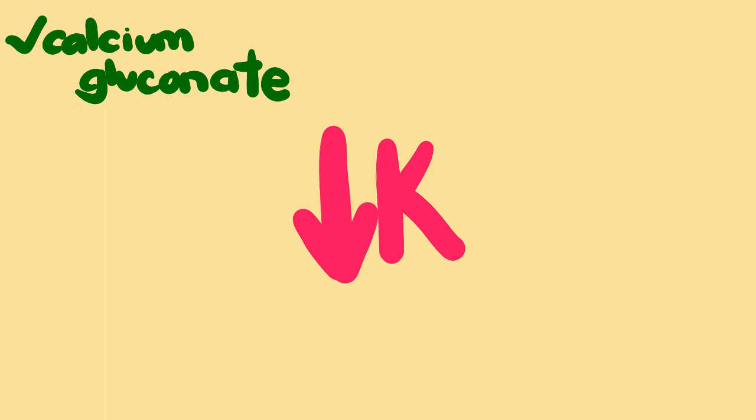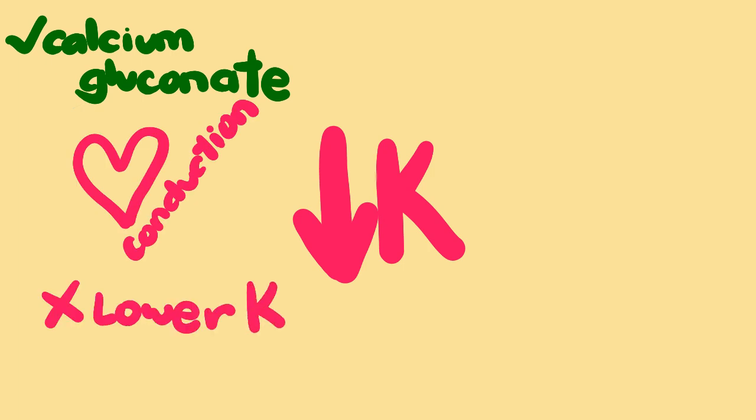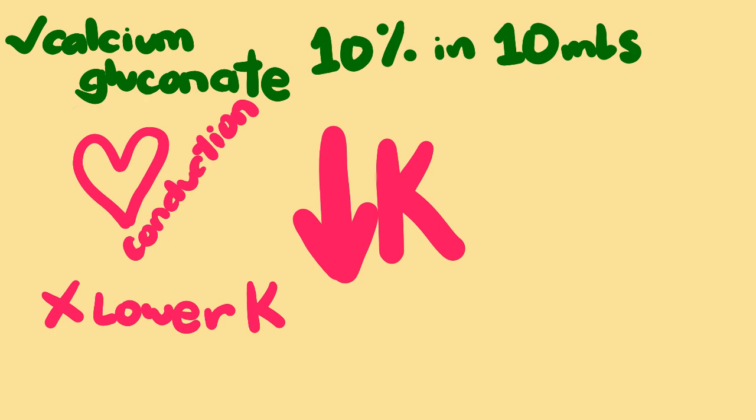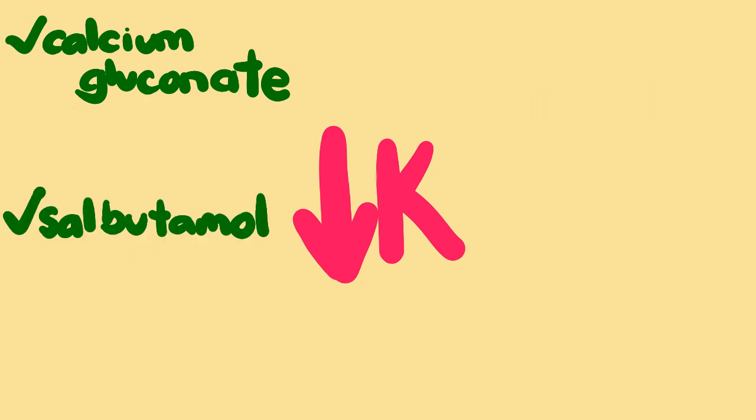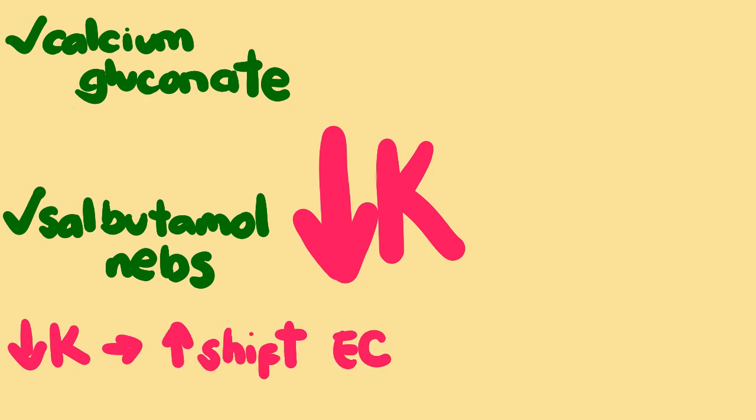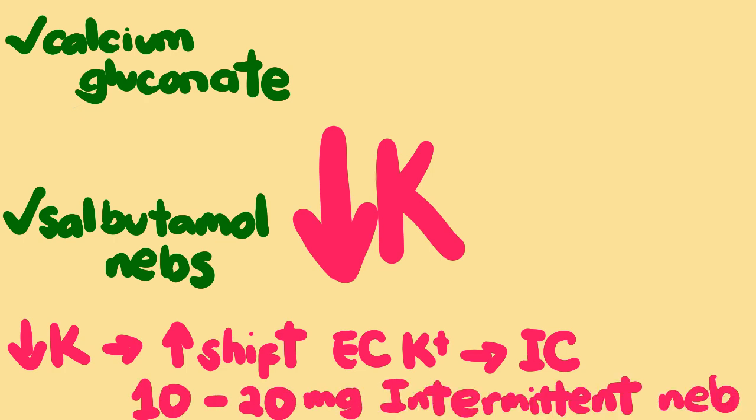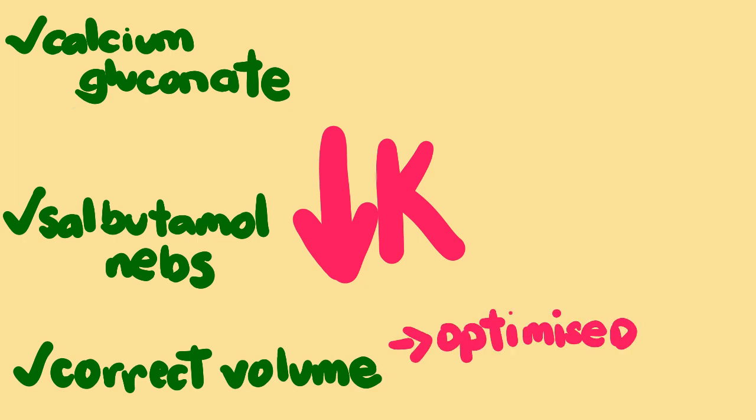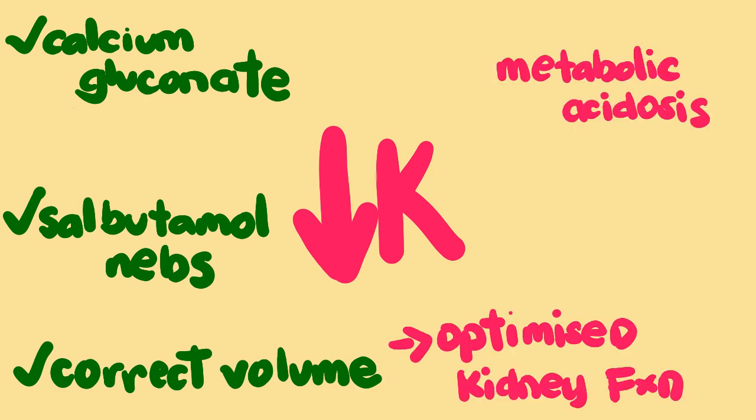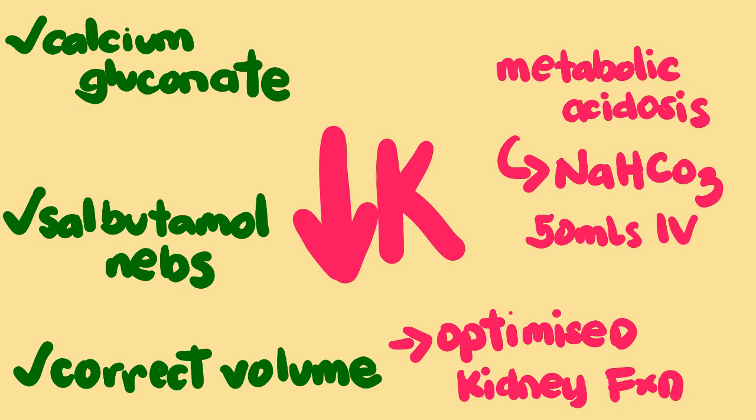So how do we normalize the K in ICU? Calcium gluconate is given to stabilize heart conduction, not decrease the potassium. It is usually given 10 ml in 2 to 3 minutes IV. Salbutamol NEBs decrease serum potassium by increasing the shift of extracellular potassium into the intracellular space. It is usually given 10 to 20 mg by intermittent nebulization. We should also correct volume to optimize kidney function. If metabolic acidosis is present, we usually give sodium bicarbonate 50 ml IV within 5 to 10 minutes.